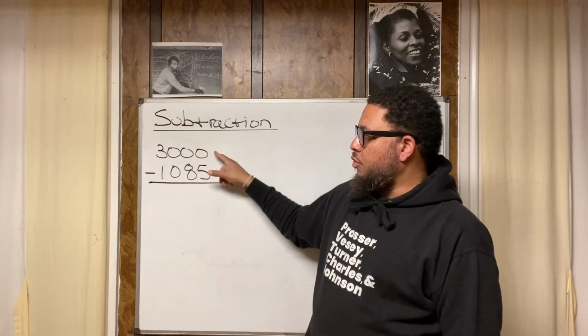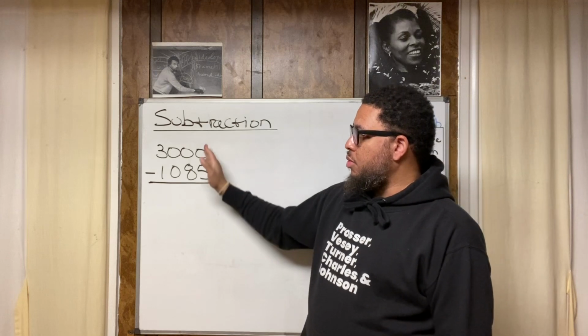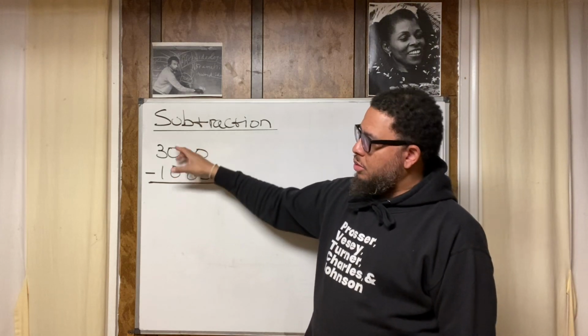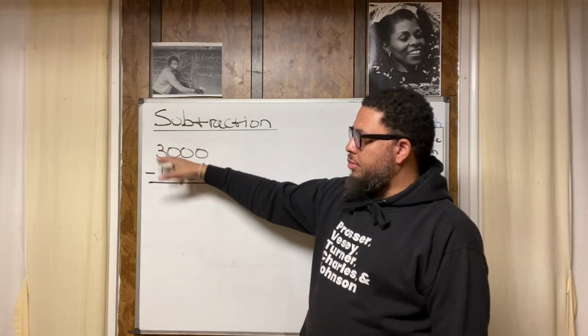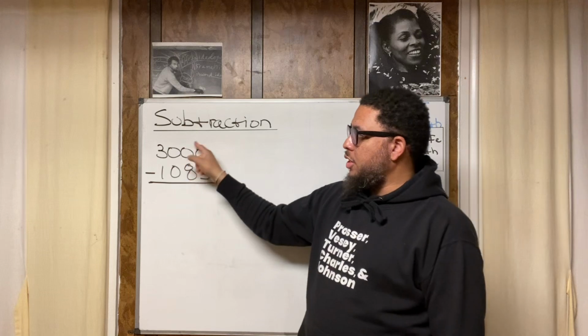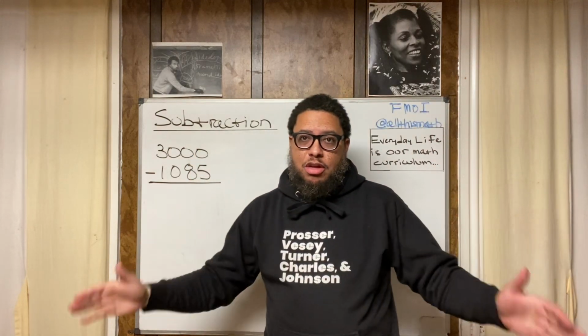So if we look at this, we realize that if we want to use the traditional method, we would have to regroup or borrow, because 0 is less than 5, 0 is less than 8, 0 is less, well, 0 and 0 are the same thing. 3 and 1, 3 is bigger than 1, so you don't got to worry about it with these two digits, right? But with these two, definitely. But what if we use another method that some people call the same difference method?